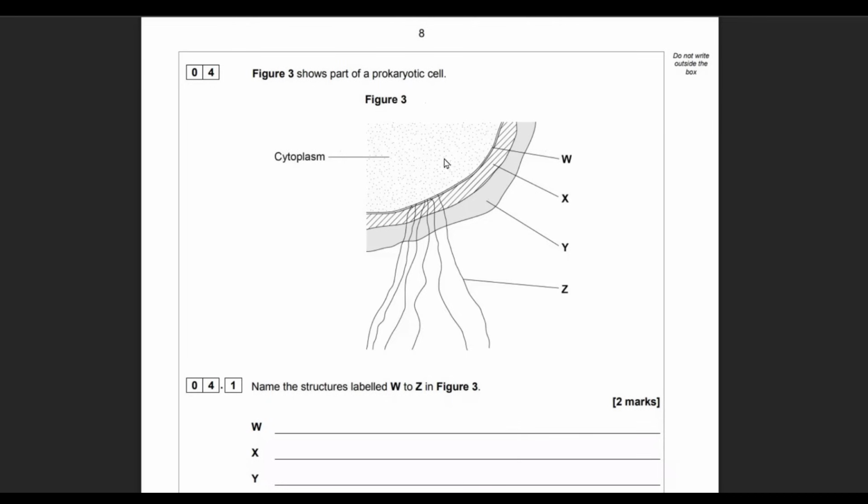So where do we want to start? W. Well, what is always touching the cytoplasm? You got it. It's the cell membrane. So hopefully you went for that. Cell surface membrane, membrane, or just cell membrane. Yeah, you get the idea. We're not going to call it phospholipid bilayer, but we will call it cell membrane.